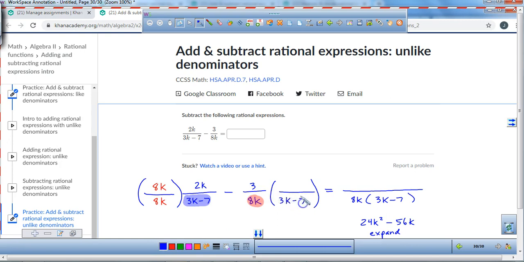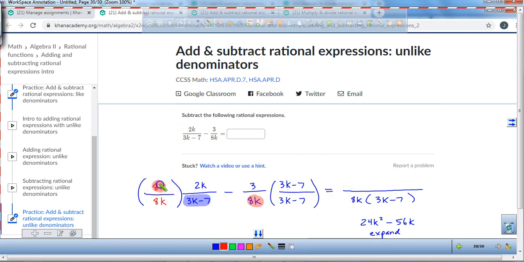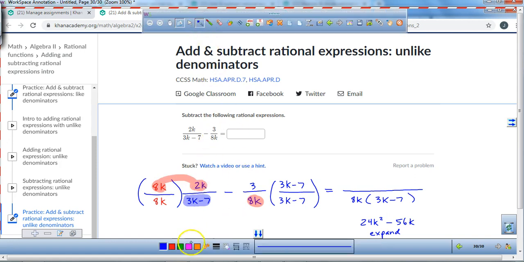3k minus 7 and 3k minus 7. All right. Then all we're going to do is take this 8k and distribute it to the 2k. It's going to get a total of 16k squared. Nice. All right, now let's take a look at this one right here.